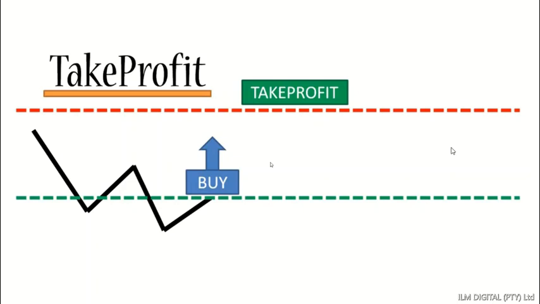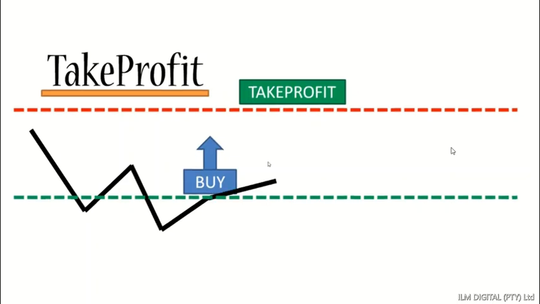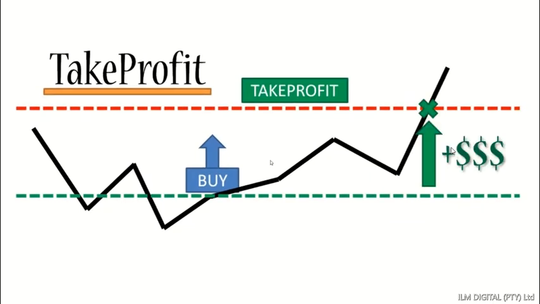So what would happen is the price or the price action would move in your direction. It will move and it will hit your take profit. So this is where you'll be automatically exited with your profits and you would get to keep the profits.